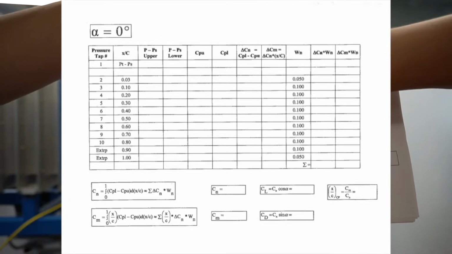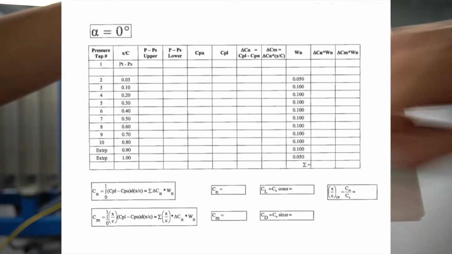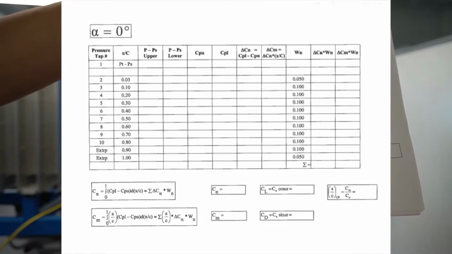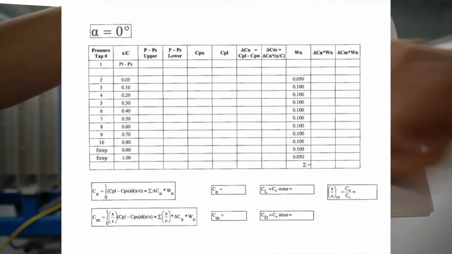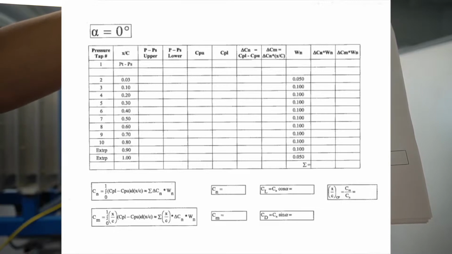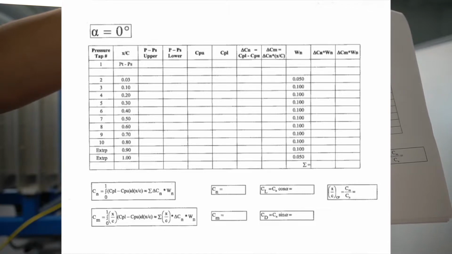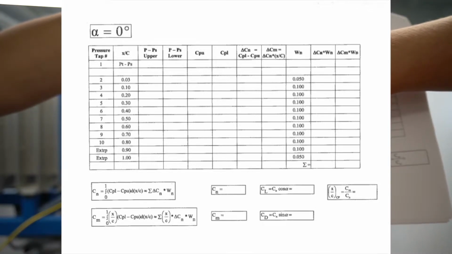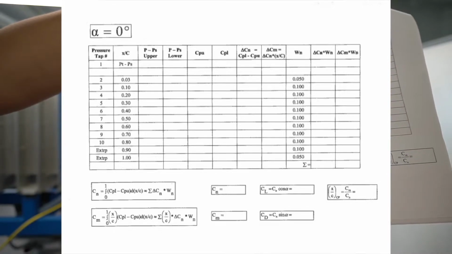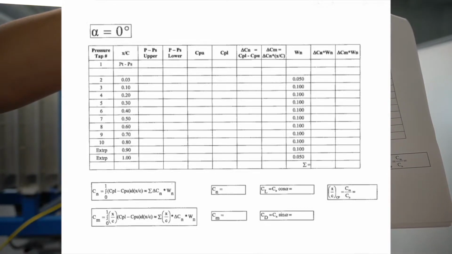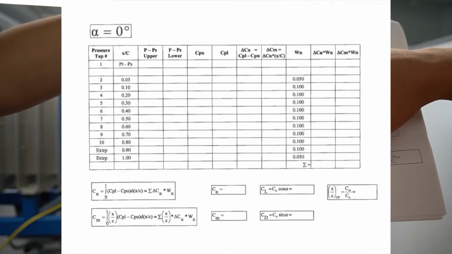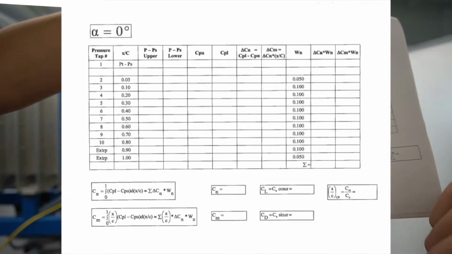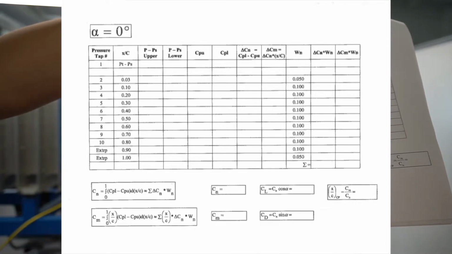Perfect. So the next column along is CPU. So this means the coefficient of pressure upper. If you recall from FM1, what's our definition of CP? So CP is the pressure divided by the dynamic pressure. So it's going to be P minus PS divided by? What you measure from pressure tap location number 1, PT minus PS, which is your dynamic pressure. Yeah, so CP upper is P minus PS upper divided by PT minus PS. And this is going to be the same for our coefficient of pressure lower.